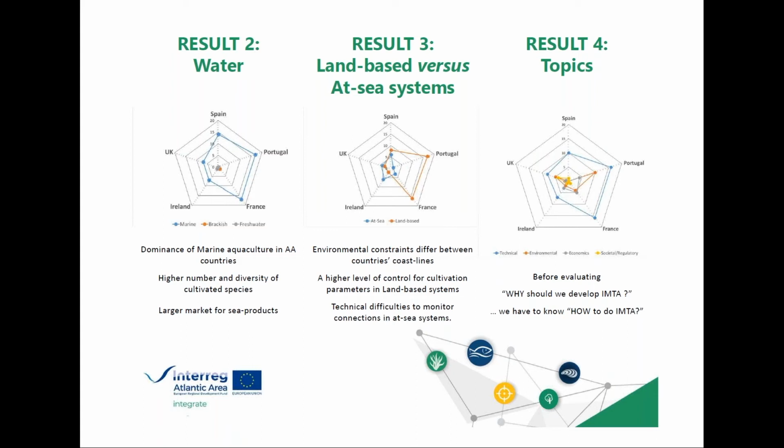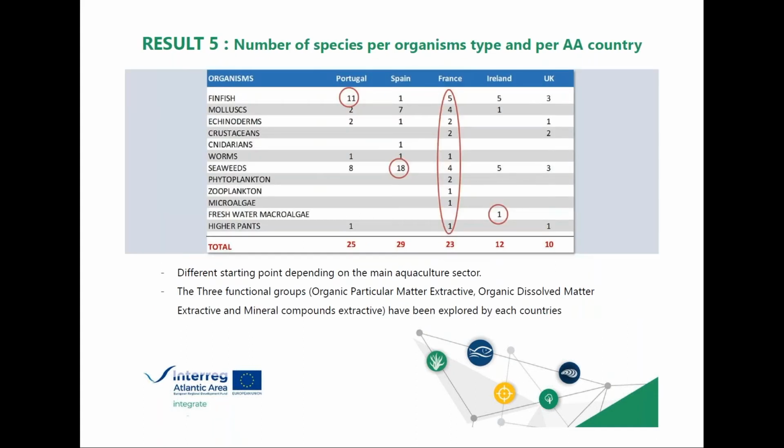When we looked at the kind of organisms that have been combined in the different IMTA systems, we can see that even if the 5 Atlantic area countries started from different starting points, they all explore the 3 trophic levels, from extraction of organic particulate matter to organic dissolved matter and mineral compounds. Some complex systems have been studied, like in France, where 7 different organisms with 7 different trophic behaviors were combined.